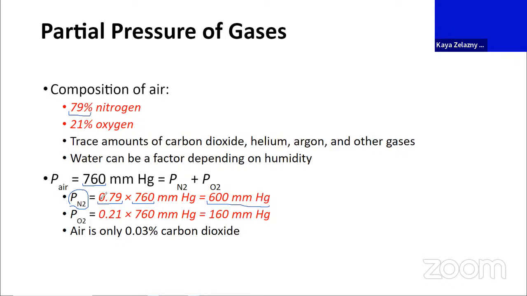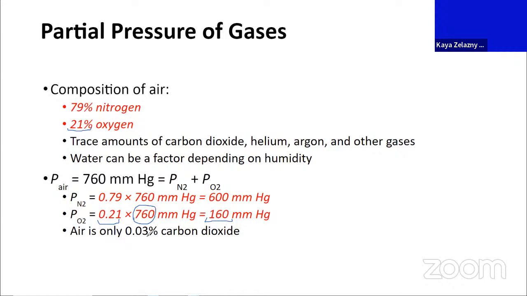We can do the same thing for the oxygen. So we are again just taking a percentage. We've got that total pressure, that atmospheric pressure of 760. Oxygen is 21% of the air. So 21% of 760, we get 160 millimeters of mercury as our partial pressure of oxygen.